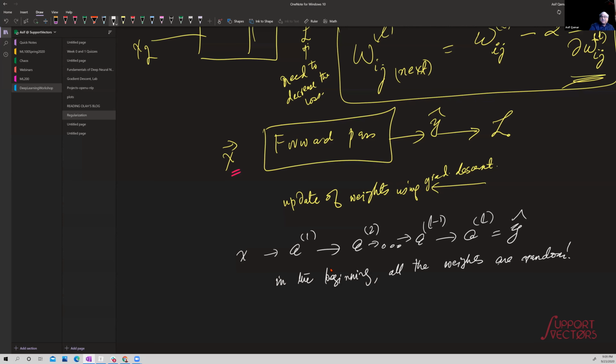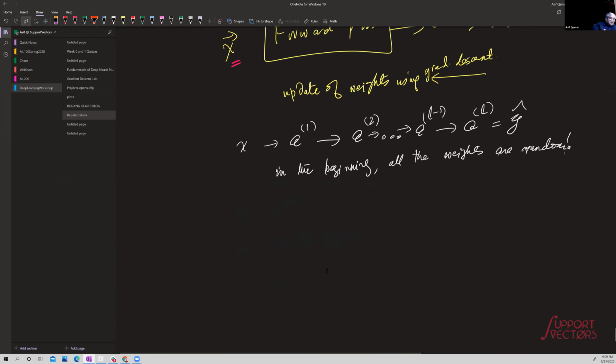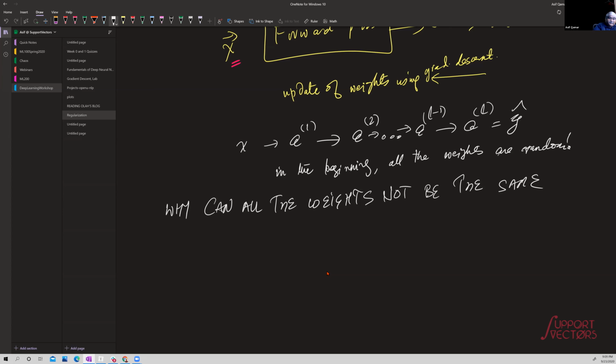Oh, by the way, I must mention one more thing. Sometimes people ask, why can I not start a neural network and keep all the weights the same at initialization? So let me pose this question and think about it for a while. There are many ways to answer this, but this is very interesting.